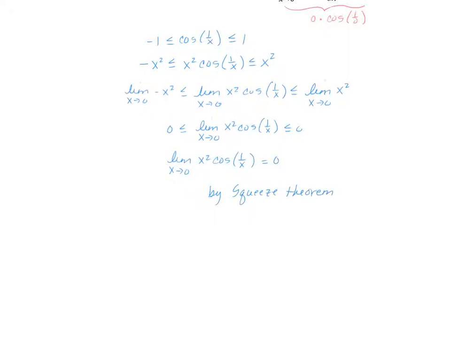Okay, so again, no more tables, no more graphs. If you want to figure out what a limit is, you have to plug and chug and get a number. If you get an indeterminate form, try algebra. If that doesn't work, come in from the left and the right. If that doesn't work, you might have to use the squeeze theorem. Okay, so that's it for this section 2.3.